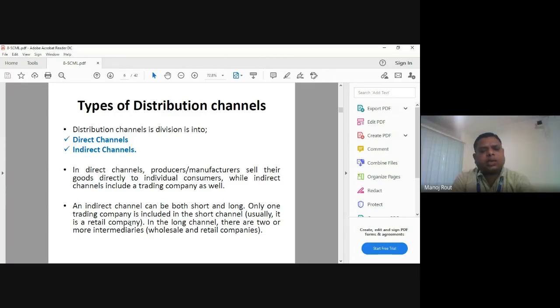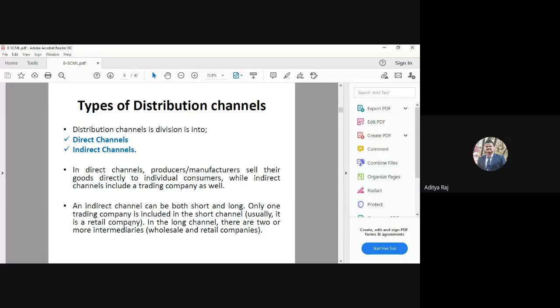So I just repeat that particular definition. In the case of direct channel, the producer or manufacturer sells their goods directly to individual consumers, while indirect includes a trading company as well. Next part is the indirect channel, that can be both.